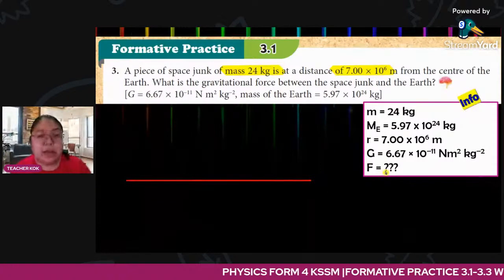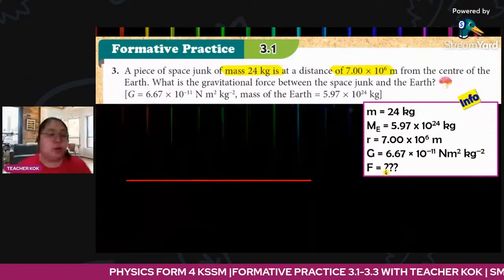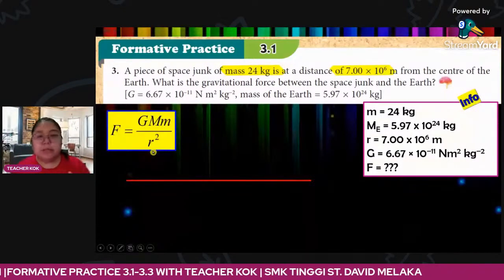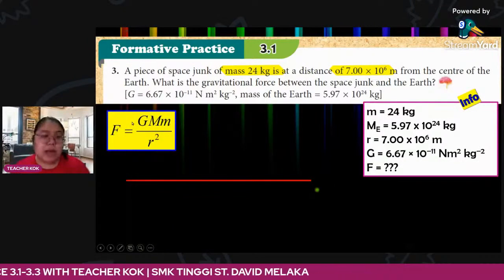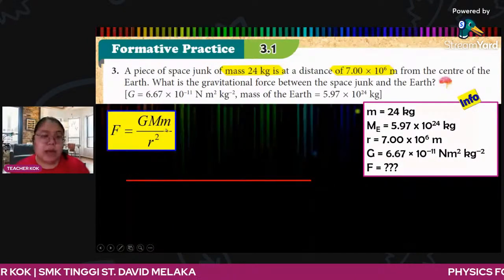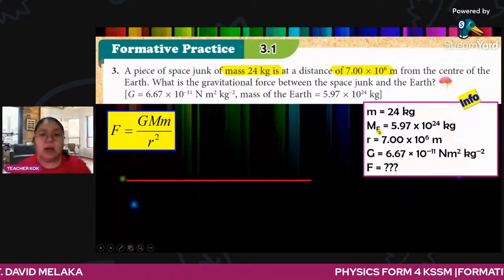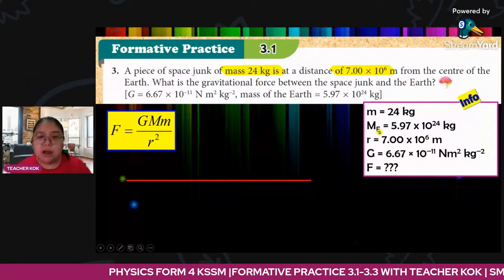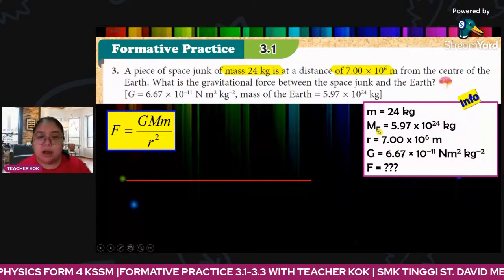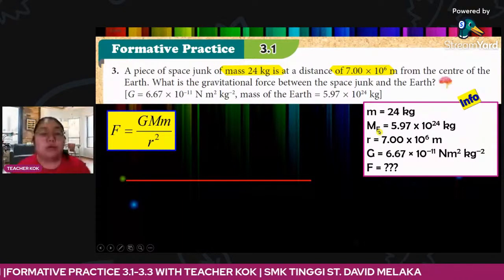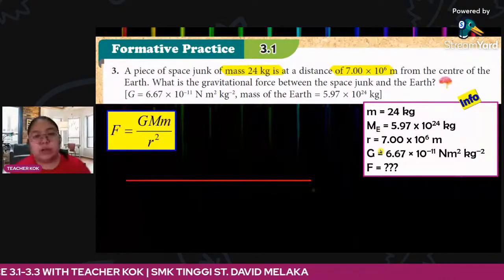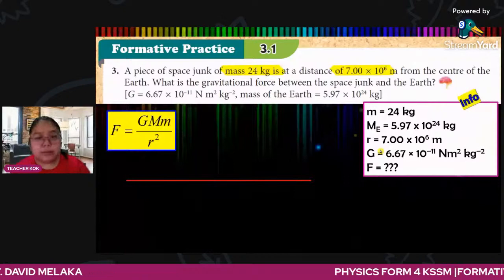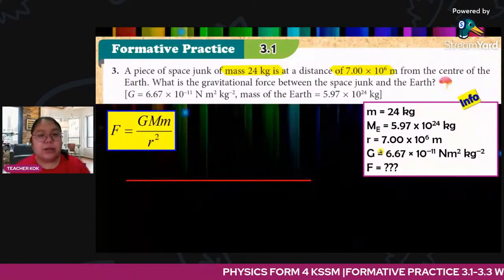So from here, we show the formula first. This is the universal gravitational force formula. We just apply it because they asked about F. So G, you just put in. Then capital M is the mass of the bigger object, which is the Earth compared to the space junk. So the small m is 24 kg. And the R, don't forget, you need to square. You enter everything first, then divide, then put a bracket, 7 times 10 power of 6. After that, close your bracket, then put square. Then press equal, and you can get the answer.